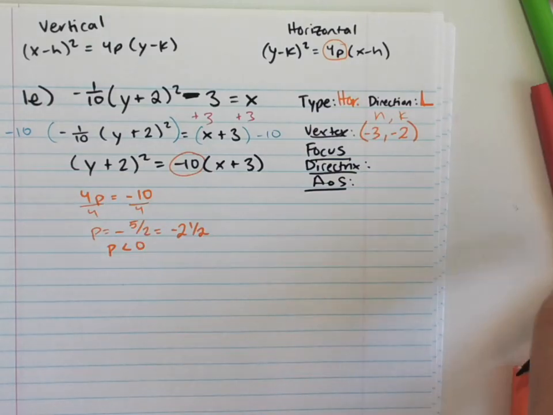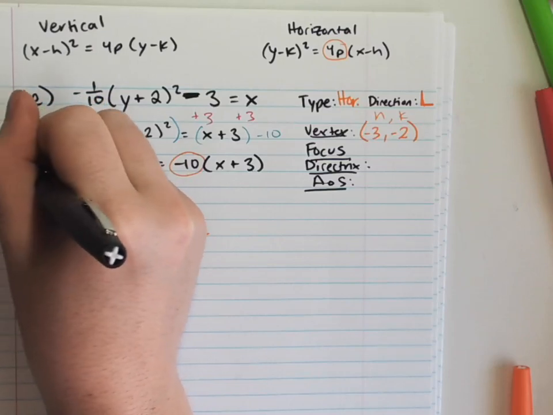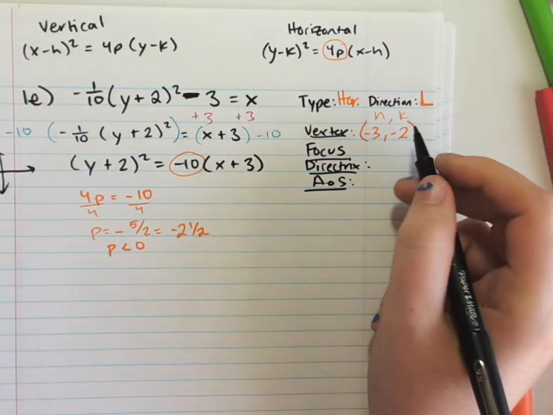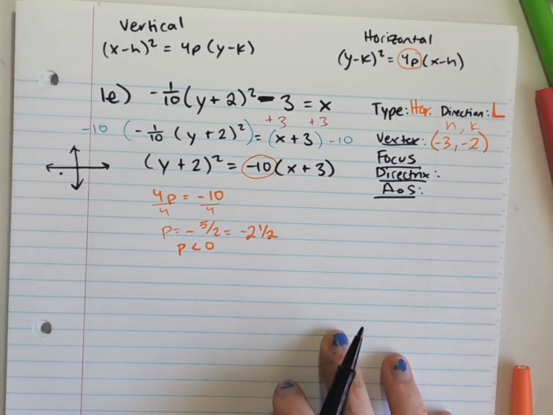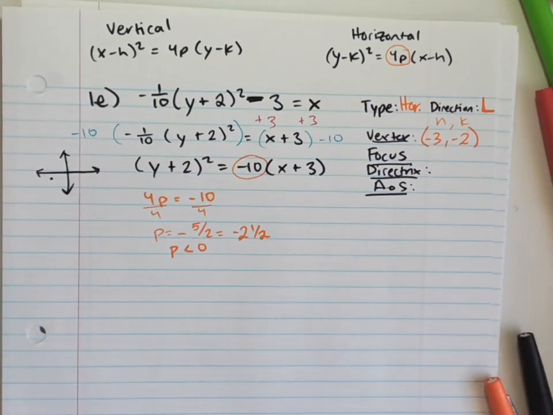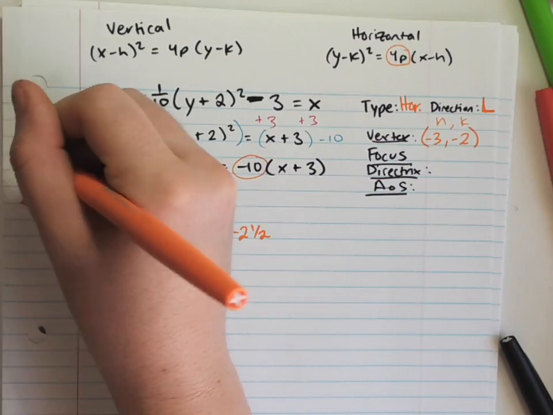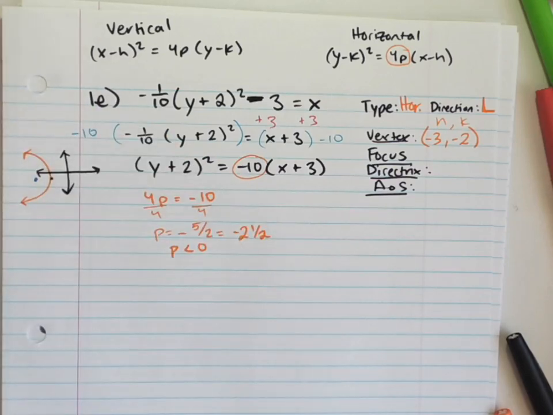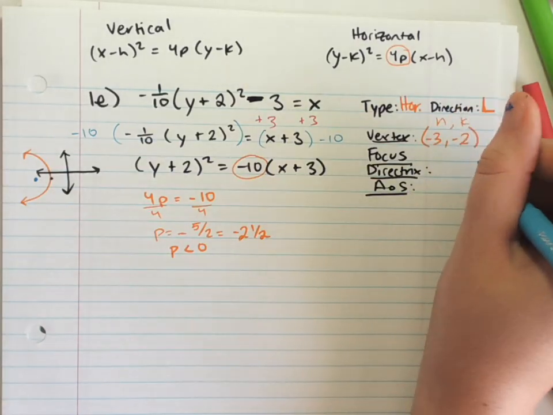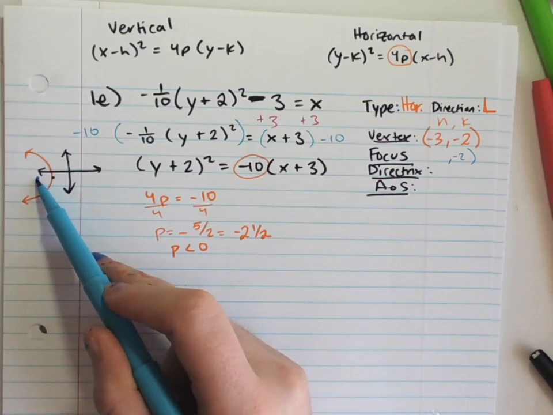Okay, so let's think about this. I'm going to do a quick sketch of what it's going to eventually look like. At negative 3, negative 2, just like right here-ish, and it's going to face the left, which means my focus is inside. The focus is going to keep the same y value, but it's going to move p units to the left.